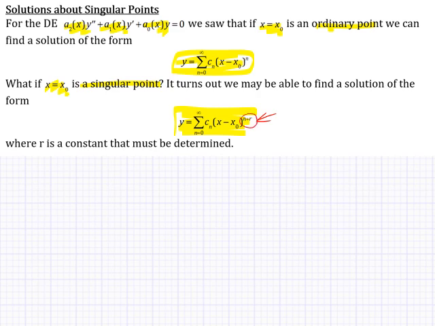N plus r instead of n, where r is just going to be some constant that we're going to need to find. Now that throws a little wrinkle into this whole thing that we didn't have to deal with before, but that's because we're centering our power series at singular points instead of ordinary points. But if you've gotten comfortable with finding solutions centered at ordinary points, adding this little wrinkle really shouldn't be that much of an issue for you.